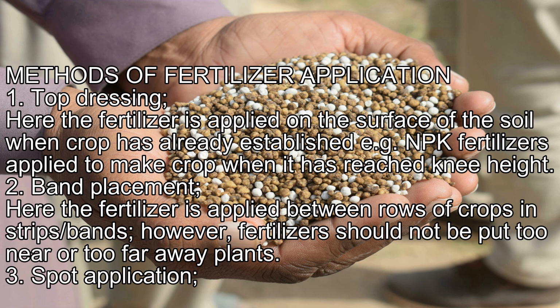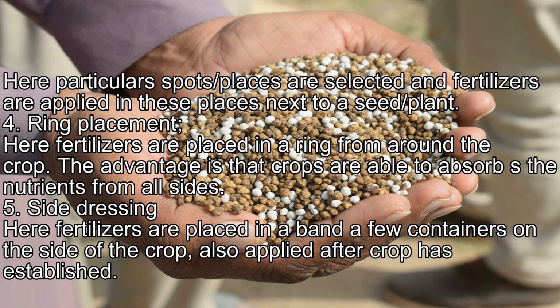2. Band placement. Here the fertilizer is applied between rows of crops in strips/bands. However, fertilizers should not be put too near or too far away from plants. 3. Spot application. Here particular spots/places are selected and fertilizers are applied in these places next to a seed/plant. 4. Ring placement. Here fertilizers are placed in a ring around the crop. The advantage is that crops are able to absorb the nutrients best from all sides.